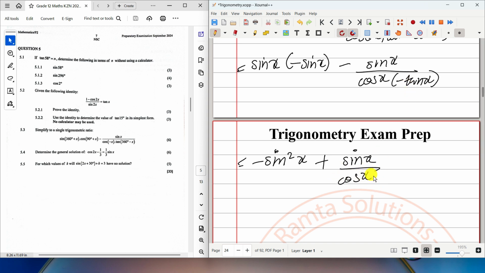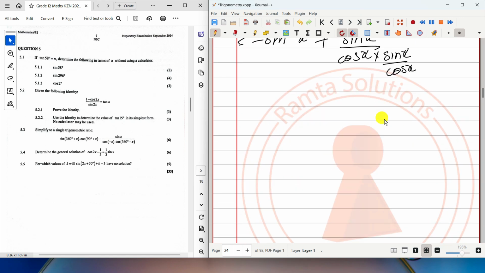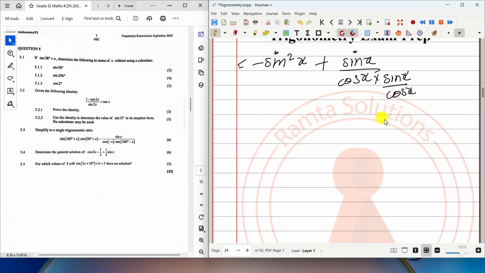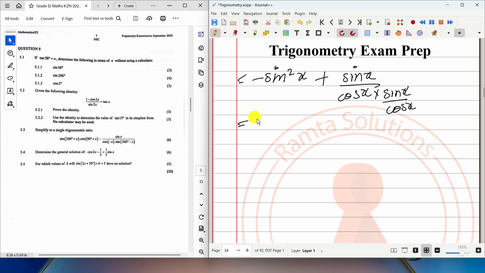Now this tangent, I'm going to change it. We know its identity, it's sine x over cos x, isn't it? Now we know this is 1 minus sine square x, right? Minus sine square x, and this cos x cancels with cos x, sine x cancels with sine x. We are left with positive 1.